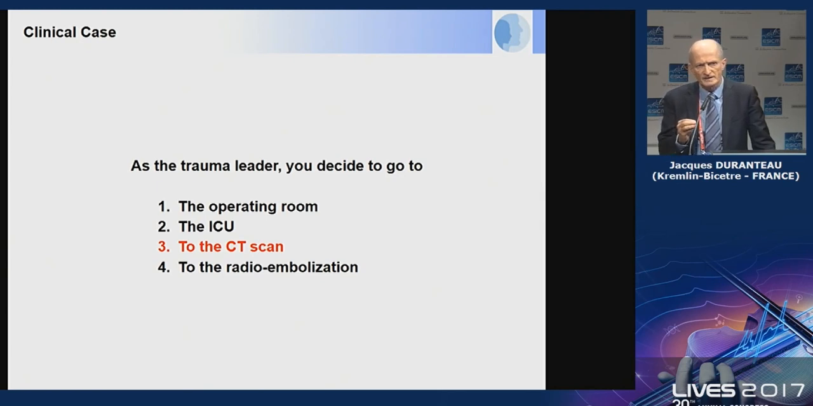We go to the CT scan for several reasons, but we were concerned about the brain. It is true that the priority is to stop the bleeding, but it's also very important to clearly have an idea of what is ongoing at the level of the brain, what we have.